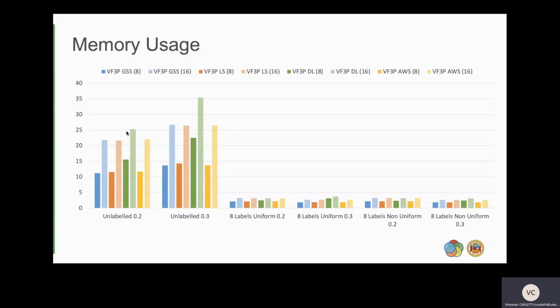And also in the case of memory usage, this is the ratio between the memory usage of the sequential and the parallel algorithms. So this is a reference of how much memory we use. As we can see, in the case of unlabeled graphs, there is the highest increment, but this is due to the fact that in this case we generate many more states that are explored in parallel with respect to the sequential algorithm.